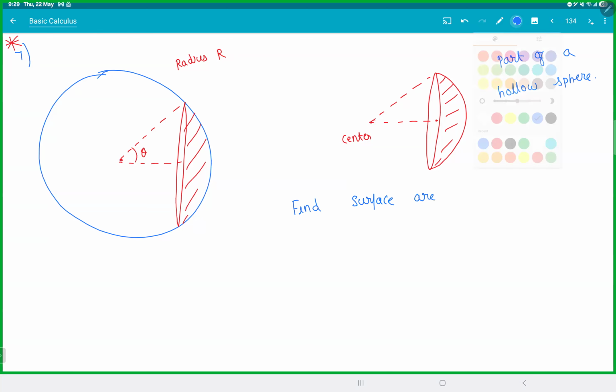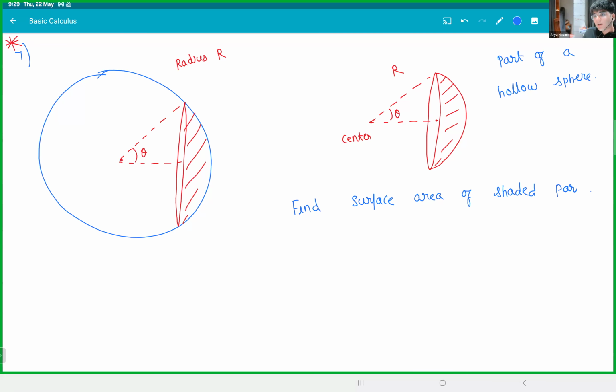This angle is theta, radius is r. Answer comes in terms of r and theta. How will we guess this? So take the value of theta as 360, or take 180. Put it in the chat box. Don't do this, let others try. If this question comes and if there are 4 options, how will you guess this?